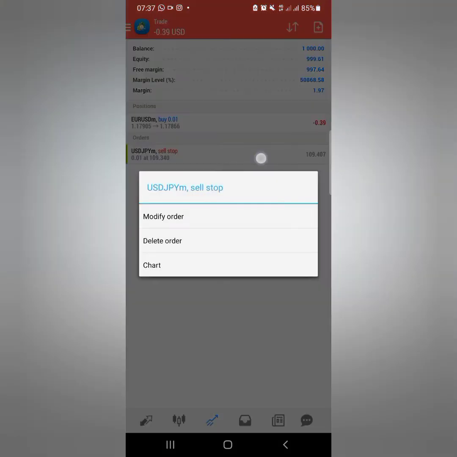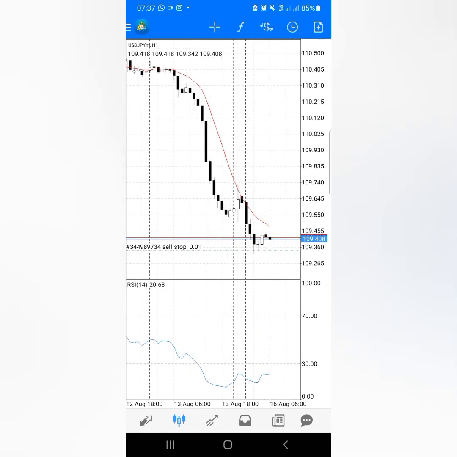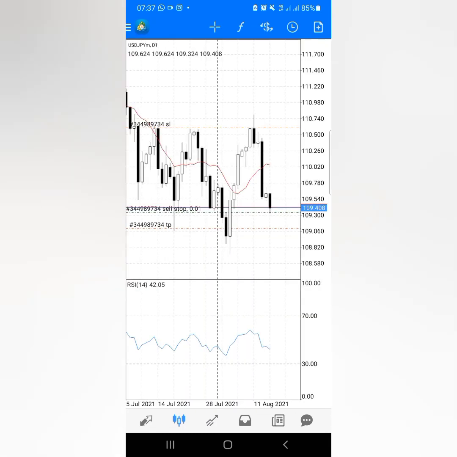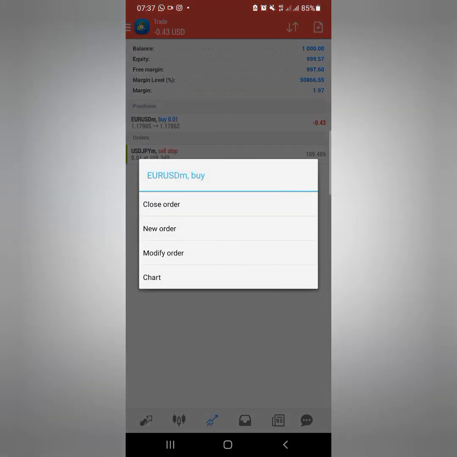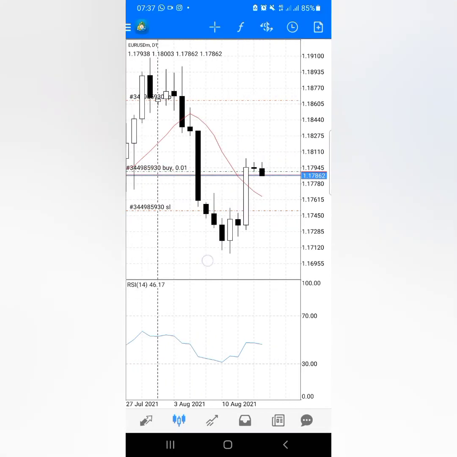Right now I'm just going to show you how the order looks on the chart. As you can see, there's a sell stop order. I'm just going to zoom out a little bit. You can see that is the stop loss, and this is the take profit down here. For my Euro USD order, you can see my stop loss is below and my take profit is up, because it's a buy order. You believe that the commodity is going to go higher in price.